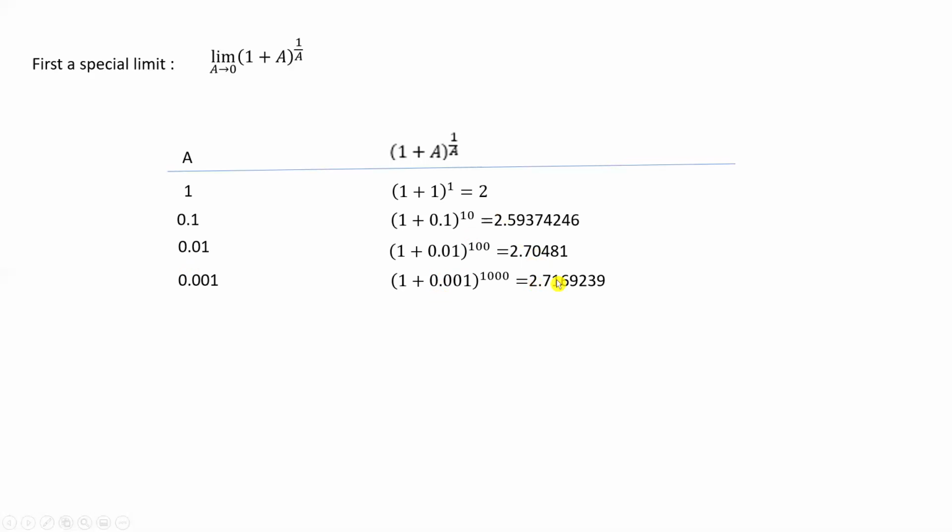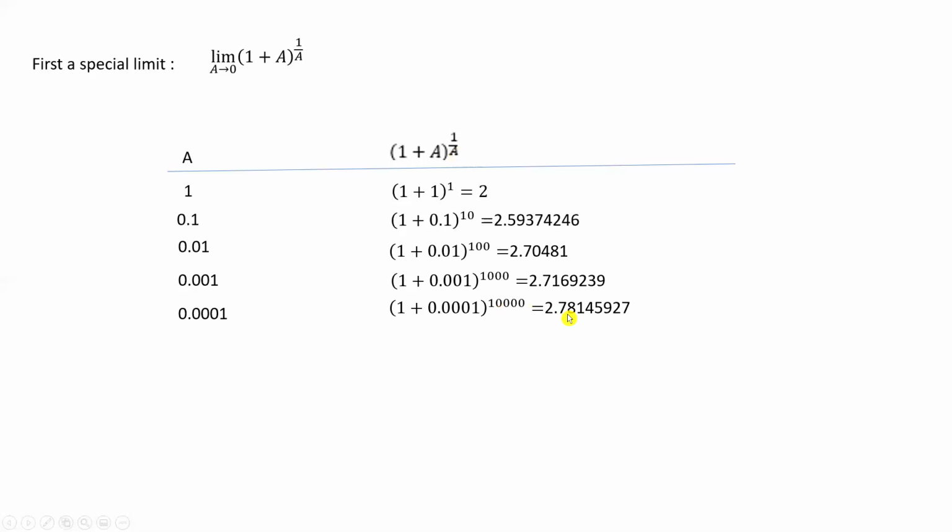And you might be suspicious now that we're not actually approaching 3 at all. Looks like we're staying fairly close to 2.7. Let's take another one. 0.0001. Plug that in for a. 1.0001, and 1 divided by 0.0001 is 10,000.